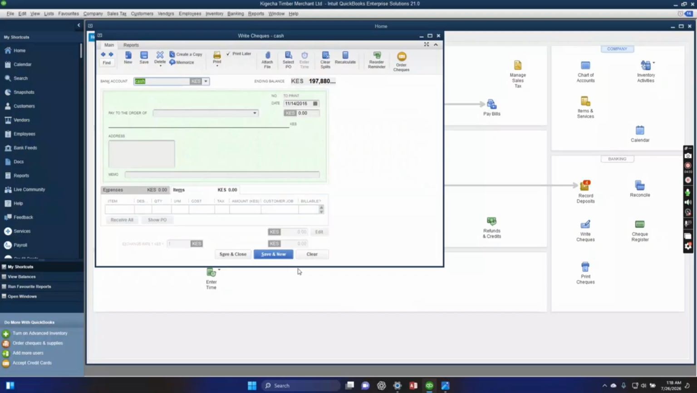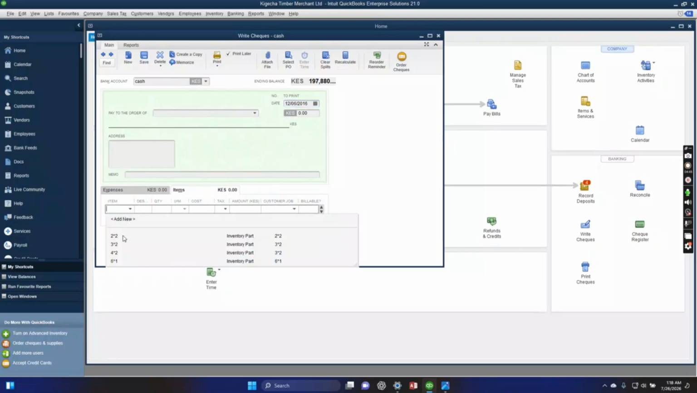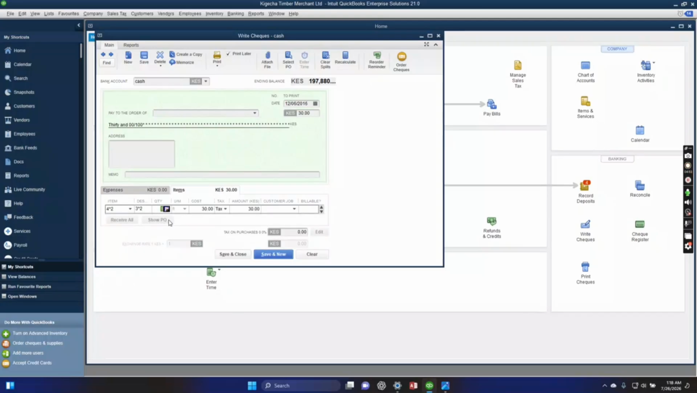Then on December 6, we made this. We purchased these ones, 4x2 at 600.